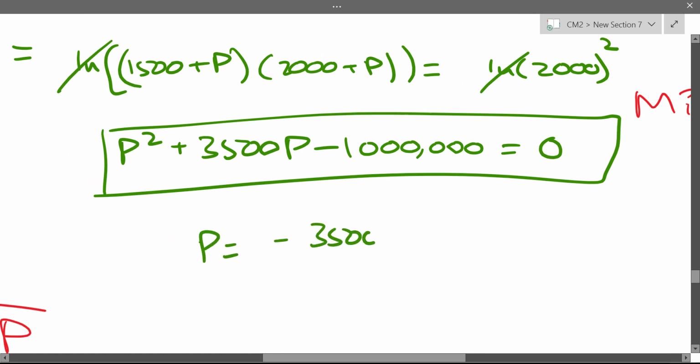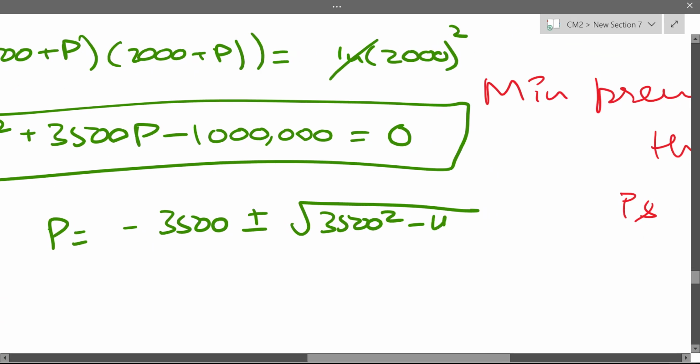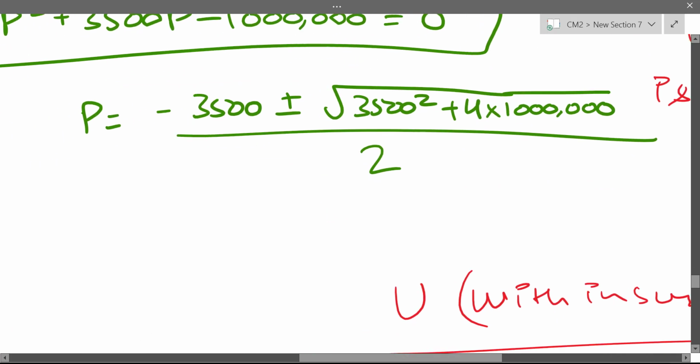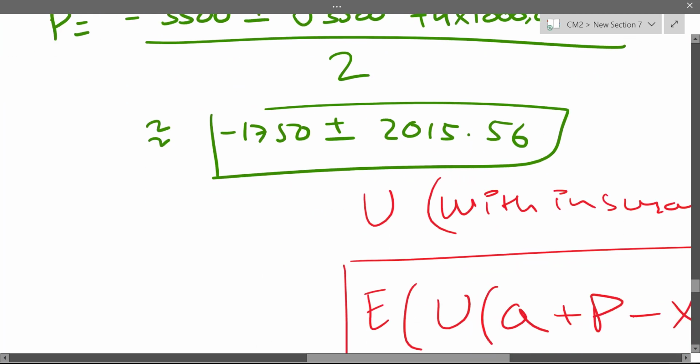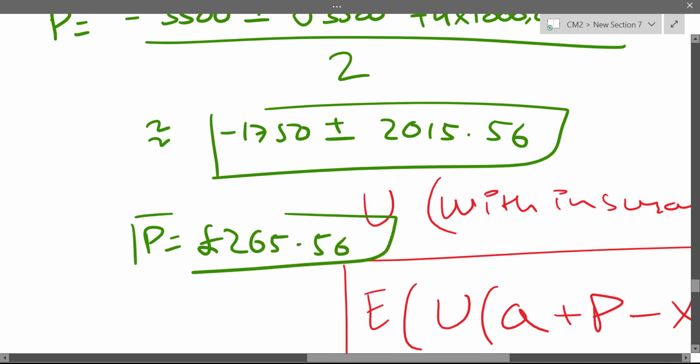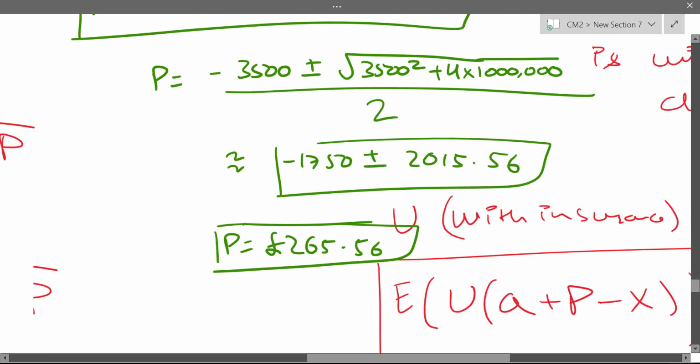So P will be equal to minus 3500 plus or minus the root of b squared, which is 3500 squared, minus 4ac, so 4 into 1 million, but this is also negative, so it becomes positive, divided by 2a, so that's just 2. It will give you two values, which will be equal to minus 1750 plus or minus 2015.56. You're not concerned with the negative value, since a premium cannot be negative, so your premium will come out to be 265 pounds and 56 pence. This is how you find the minimum premium that the insurer is willing to charge. Okay, so that's all for this topic.